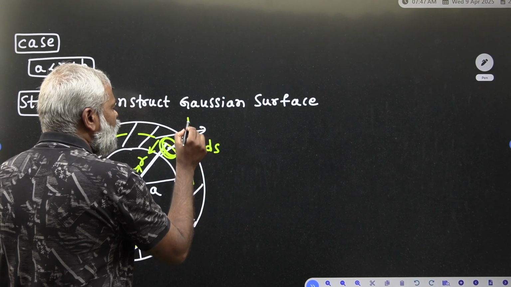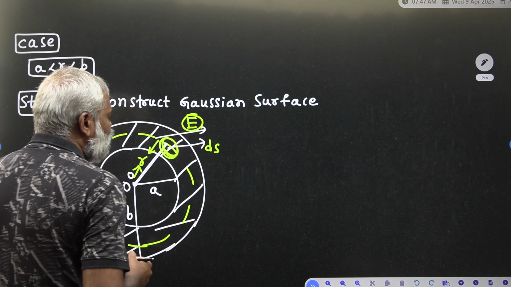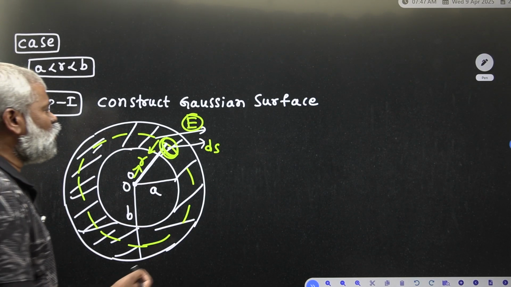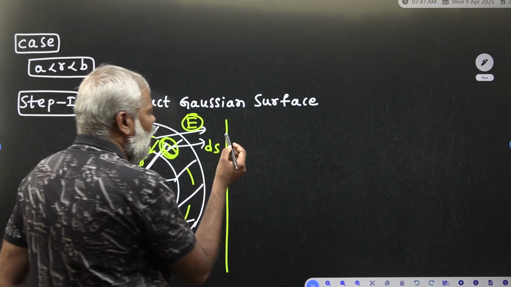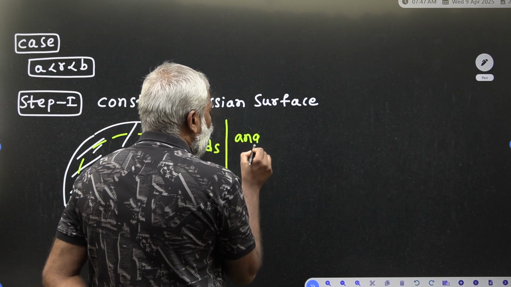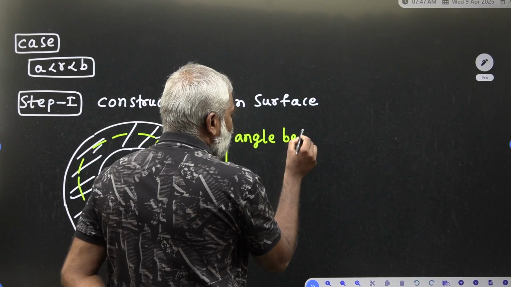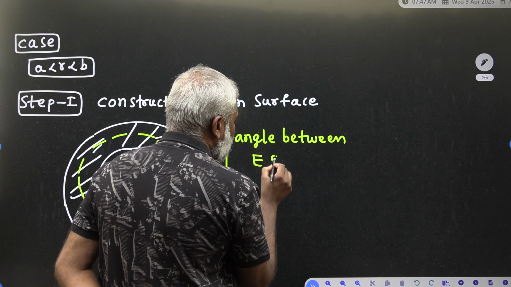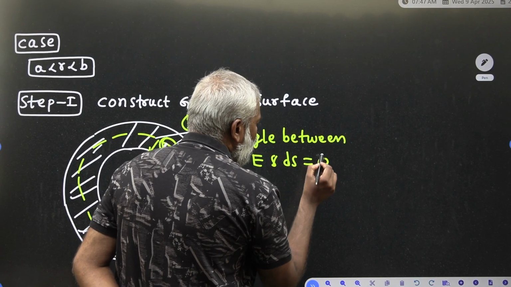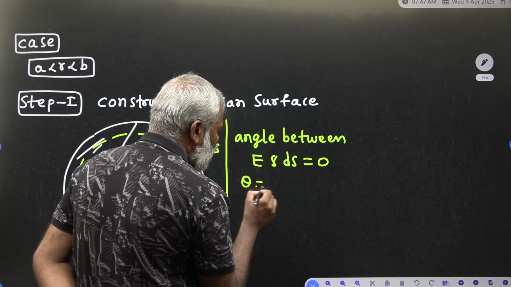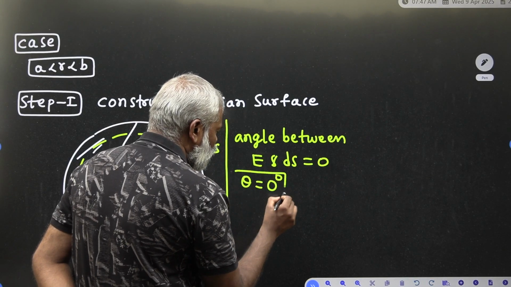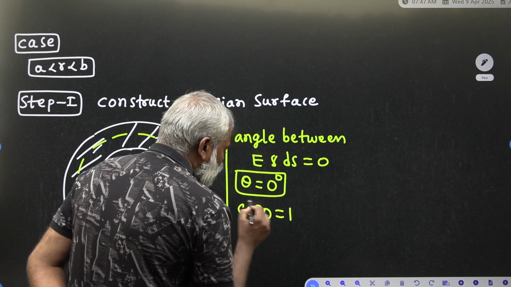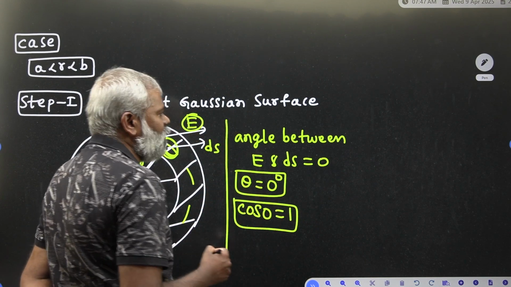In the Gaussian surface the electric field is always normal to the Gaussian surface. So therefore you need to take the angle between whom? The angle between E and ds is equal to 0, which means theta is equal to 0 degrees. So if theta is equal to 0, cos 0 is equal to 1. This is step 1.